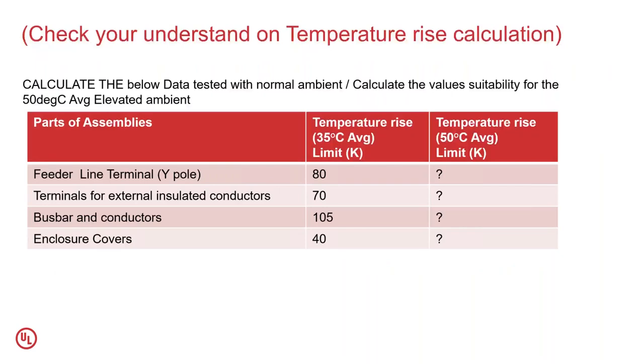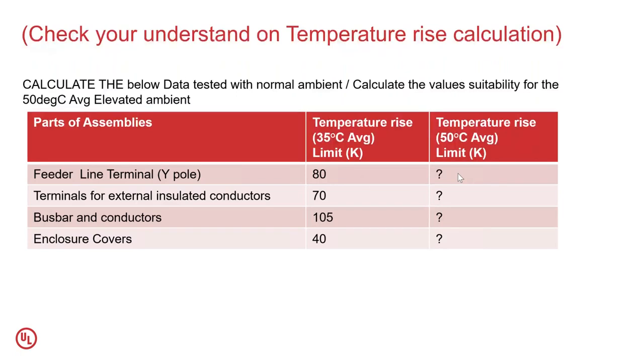As I mentioned to you, calculate the below data tested with normal ambient. Don't forget, all these values are for normal ambient as per the table 6 limits. Can you tell me what is the limit for 50 degree ambient that I need to calculate? Can I take only a few seconds? So again, I'm repeating, this value as per the table 6 refers to 35 degree average and the limits are in Kelvin. Now I need to calculate for 50 degree average, then what is the limit going to be?